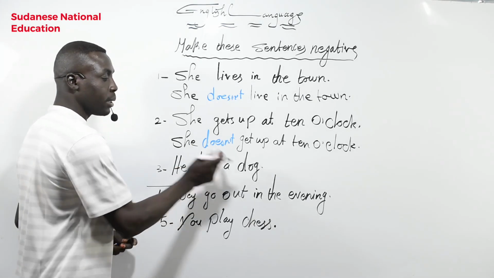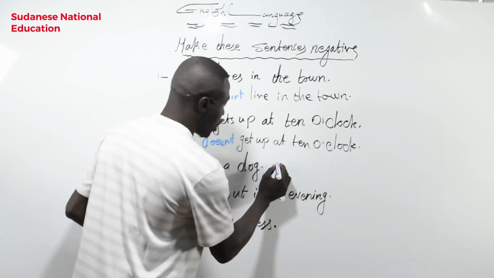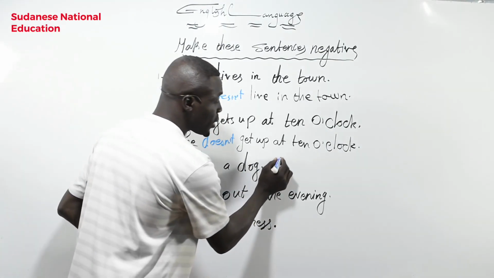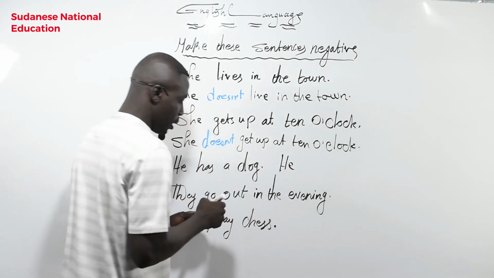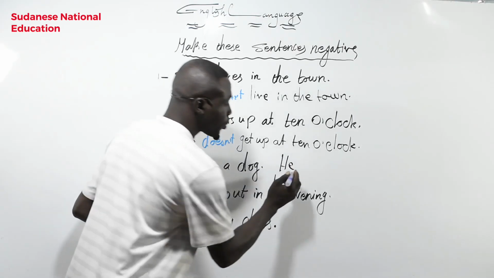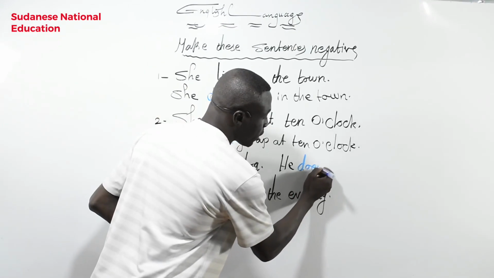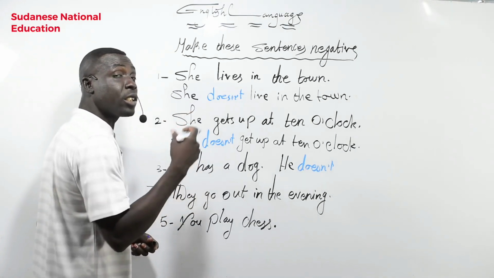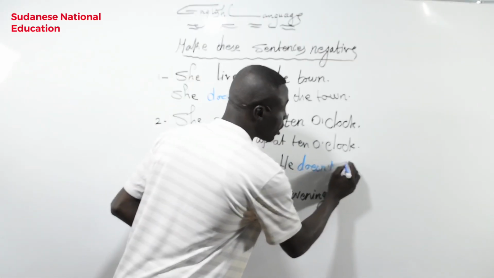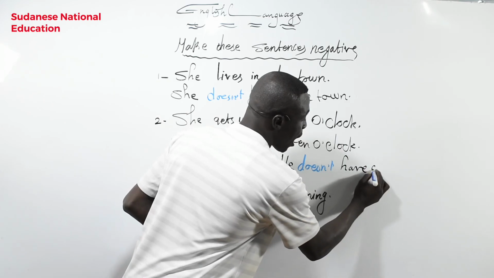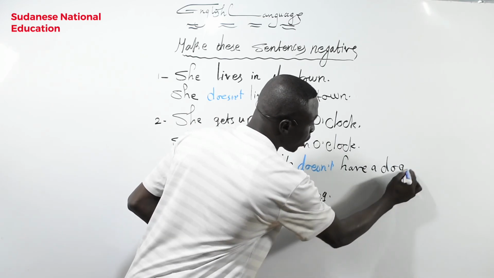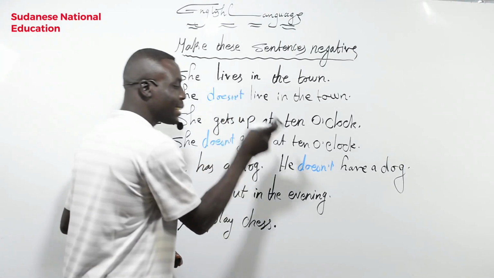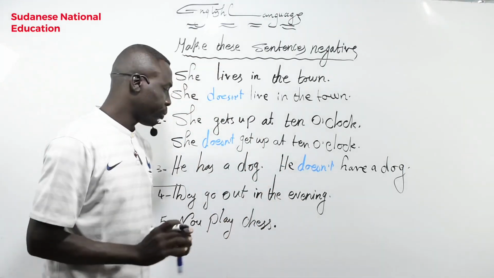For example, he has a duck. Negative sentence: he doesn't have. Not he doesn't has, but he doesn't have a duck. He has a duck. He doesn't have a dog.